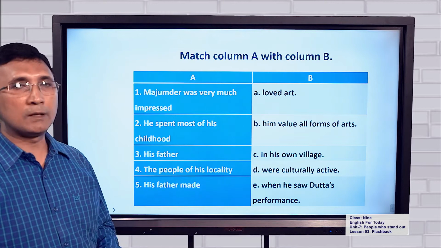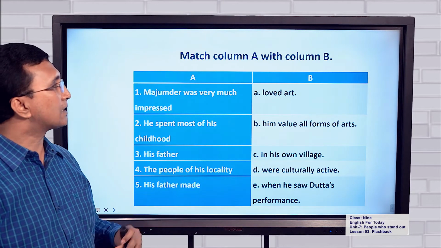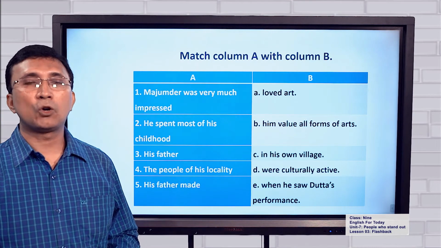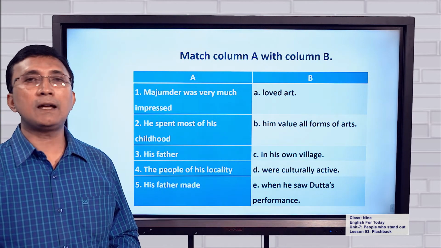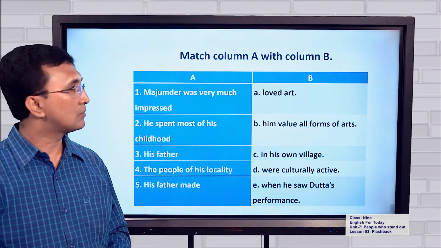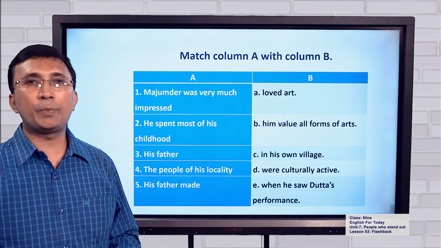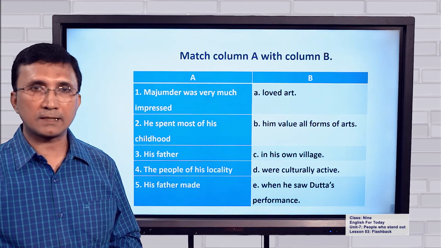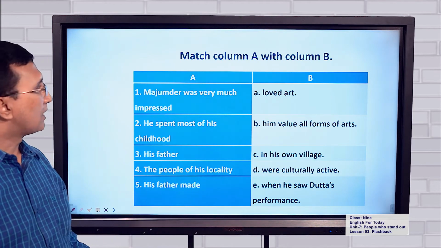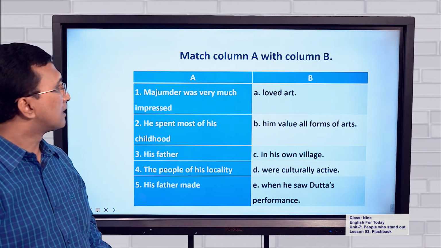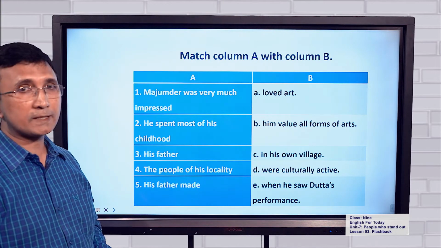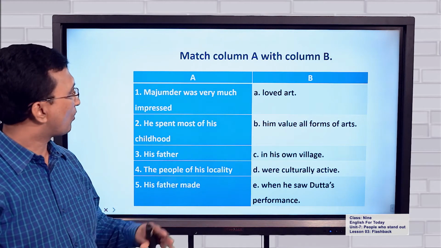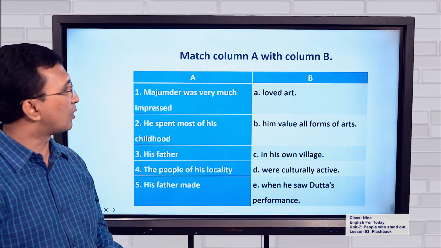Here, in two columns, column A and column B, we have given two parts of a sentence. Now, your task is to join these two parts and make one complete and meaningful sentence. So here, we have in column A, Majumdar was very much impressed. Now, we need to check which parts can be added with column A number 1.